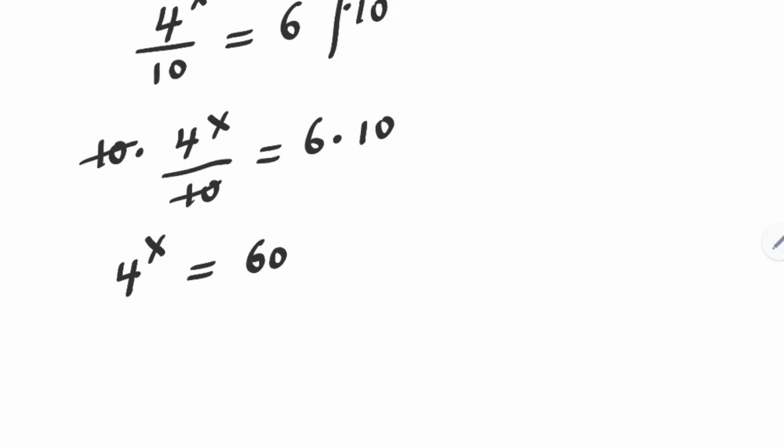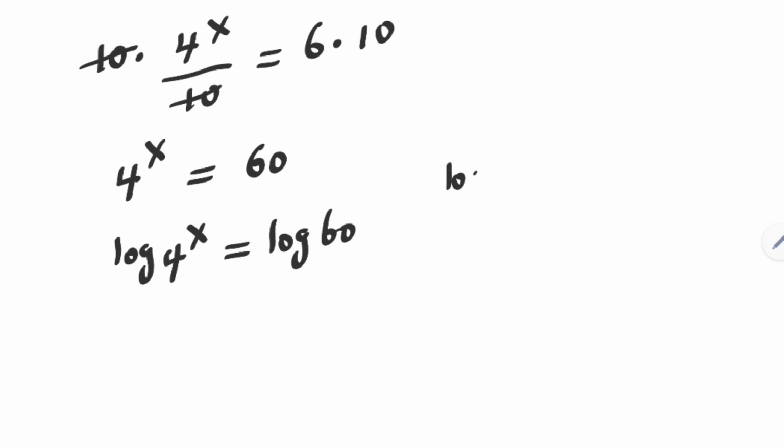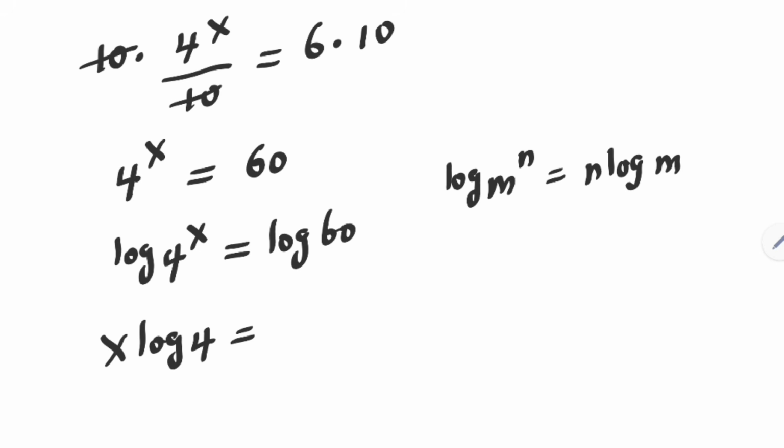Let us take the log on both sides of this equation. We have log 4 raised to power x is equal to log 60. If you have log m raised to power n is equal to n log m, then we have x log 4 is equal to log 60.